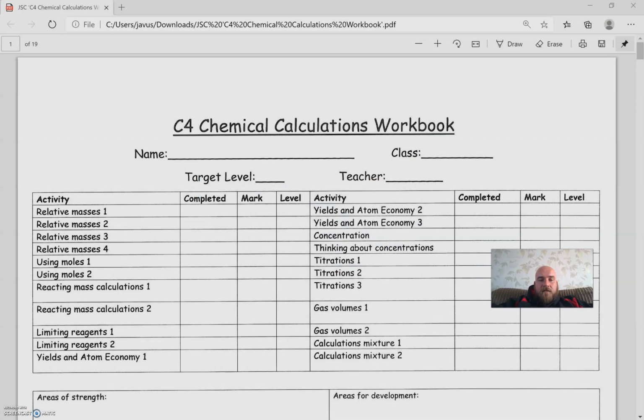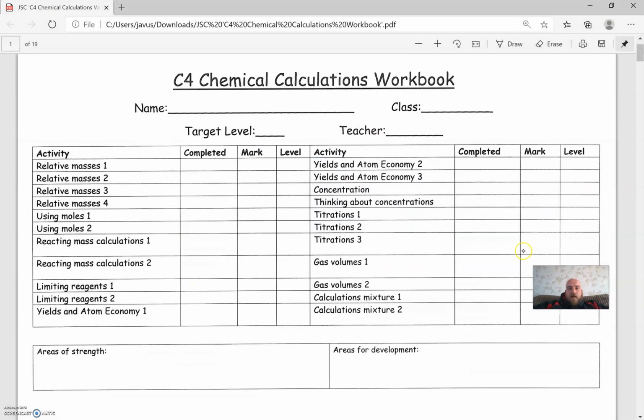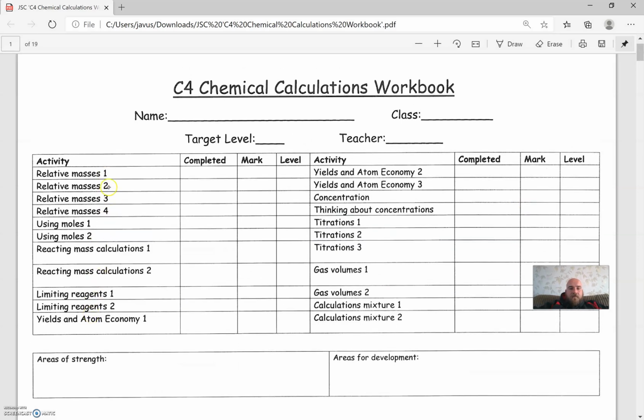So let me just minimize the screen. You can see there's quite a lot of activities to get on with here, from relative masses, using moles, reacting mass calculations, and I will produce teacher walkthroughs for each of those, including the one today. So all I want you to do this week is the relative masses 1 to 4. So 1, 2, 3, 4.